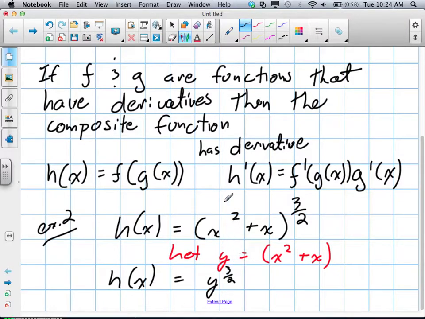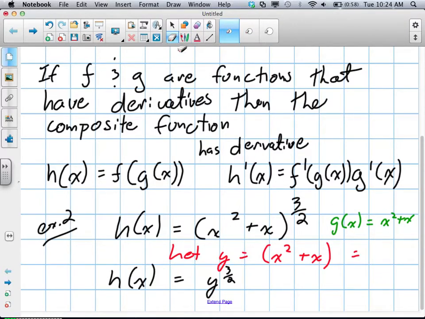So in other words, you could almost say that function y is our f at x in this case, and our g at x is the x squared plus x part. This is the f at x of our function. So this way we can see this as two separate functions now: the x squared plus x as our g at x, and the y to the power of 3 over 2 as our f at x.